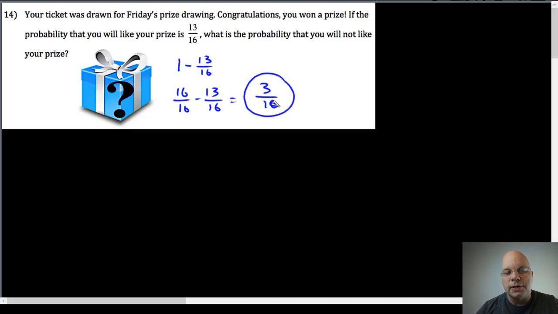These two probabilities must add up to 1 whole, because you're either going to like the prize or not like the prize. There's a 100% probability that you will either like the prize or not like the prize.